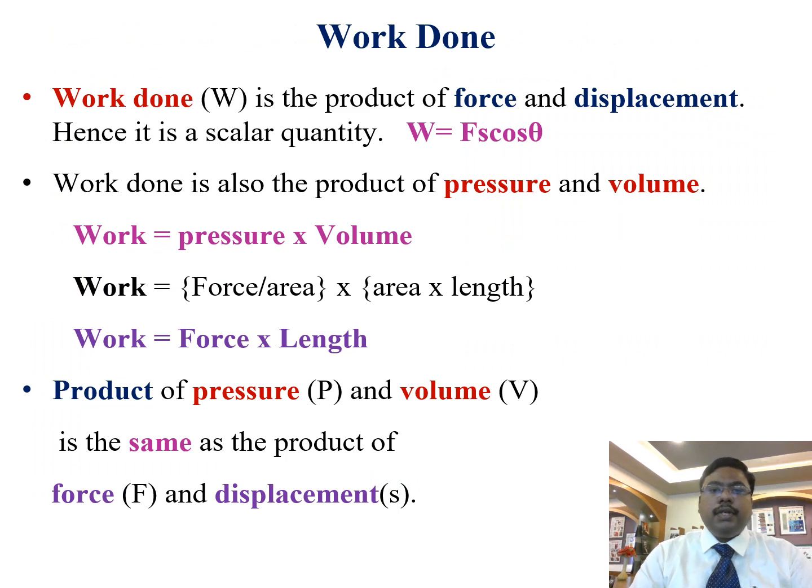Work done is a product of force and displacement, hence it is a scalar quantity. Work done is equal to Fs cos theta. Work done is also the product of pressure and volume. Work is equal to pressure into volume. So the product of pressure and volume is the same as the product of force and displacement.